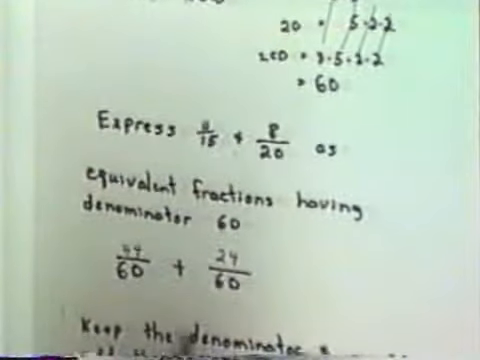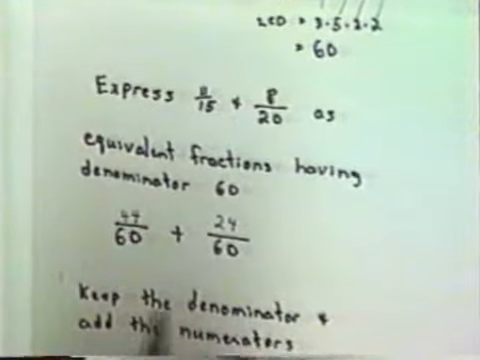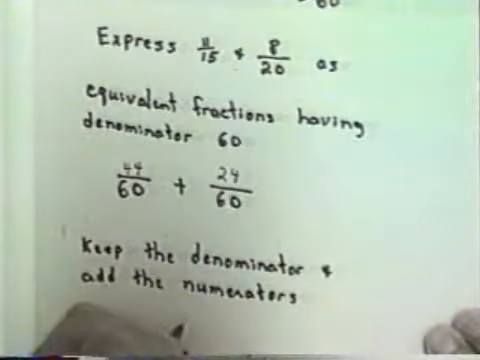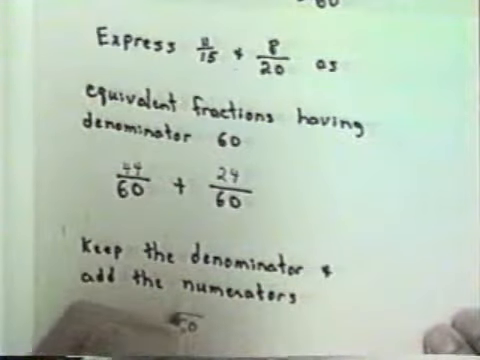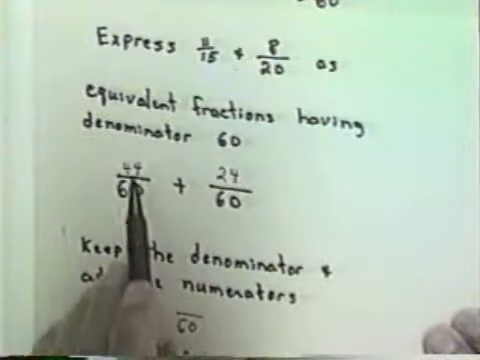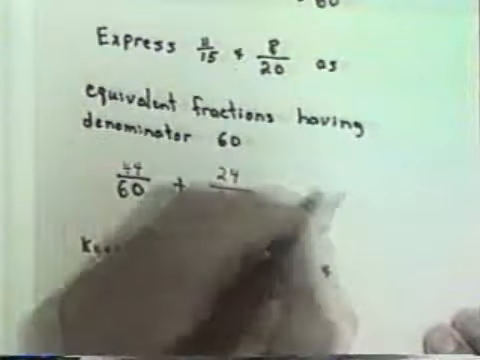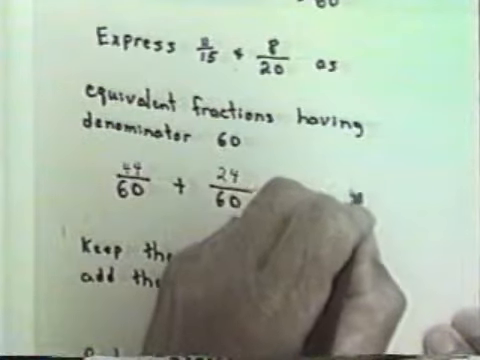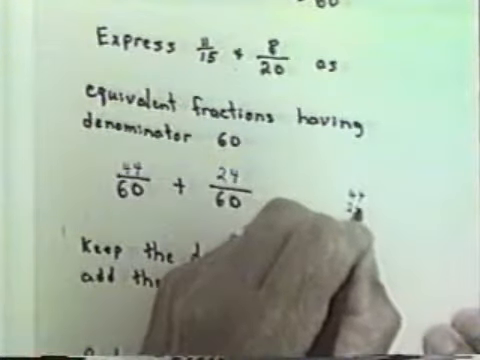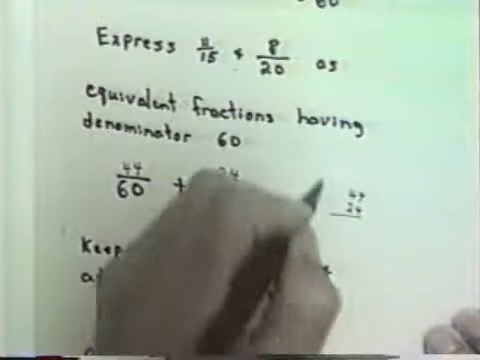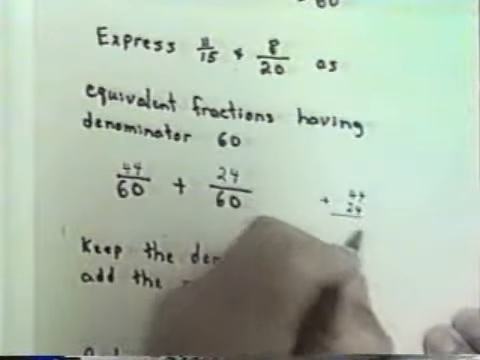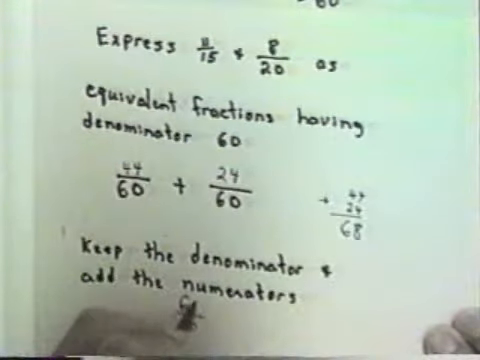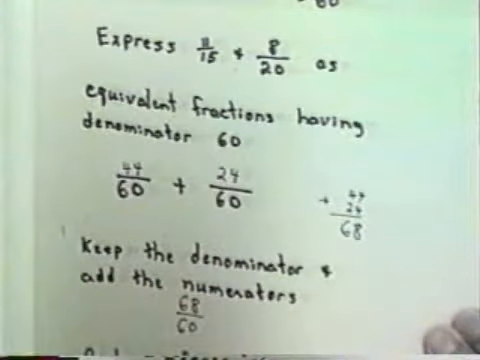Now once I have the common denominator, I keep the denominator and add the numerators. So I keep the denominator of 60, I add the numerators, 24 and 44. Now I can add that in my head, but I'm going to show you. We're adding the 44 and the 24. I add the numerators. 4 and 4 is 8, 4 and 2 is 6. So it would be 68/60.